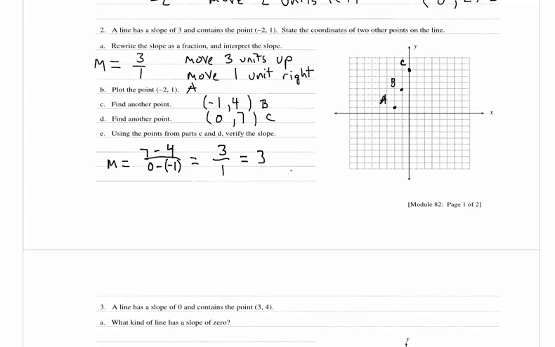So now we want to draw our line. So you can see that we have a positive sloping line because we're slanted upward from left to right, and we cross through all the points that we plotted.